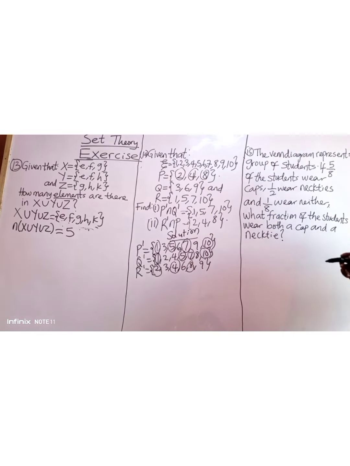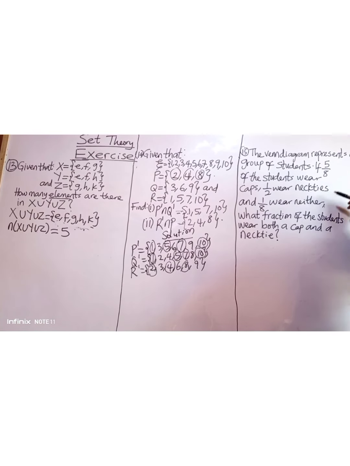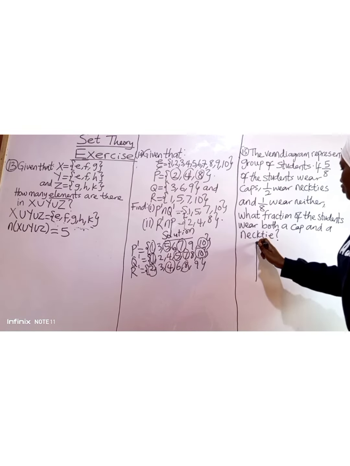Number 15. The Venn diagram represents a group of students. If 5/8 of the students wear caps, 1/2 wear neckties, and 1/8 wear neither, what fraction of the students wear both a cap and a necktie? Now, we want to quickly do this. Use the Venn diagram.